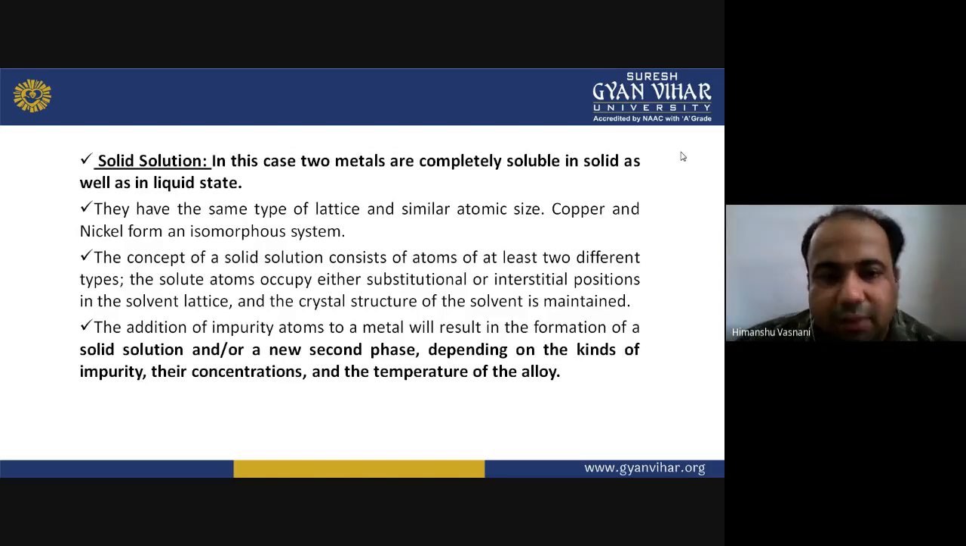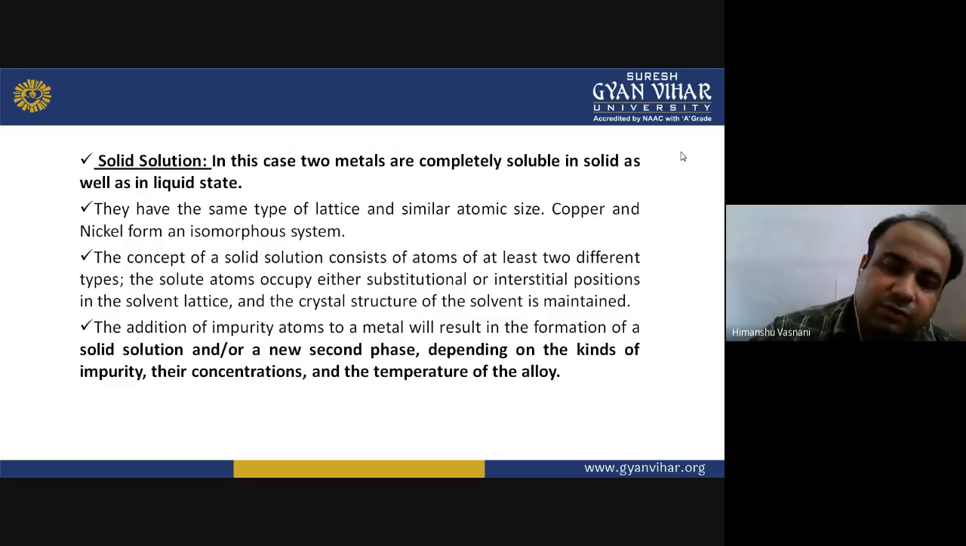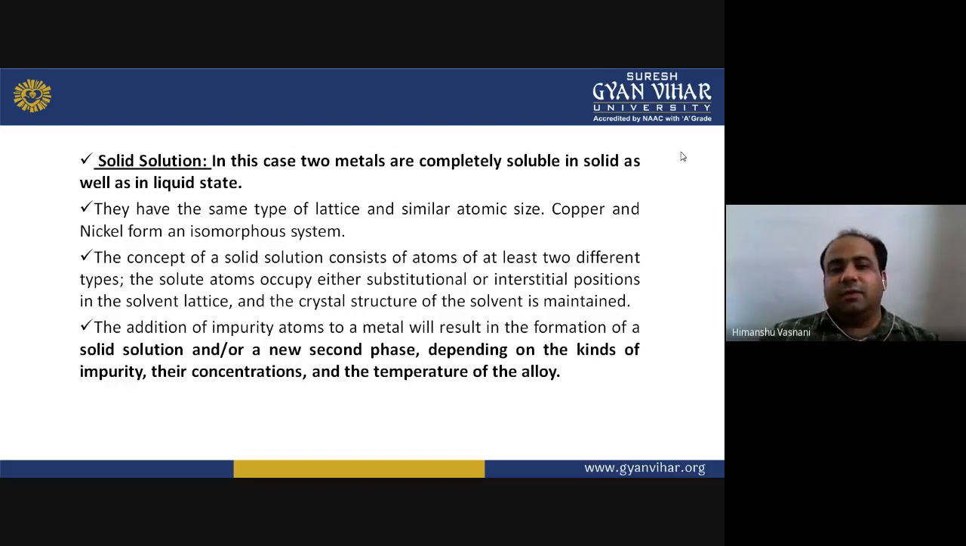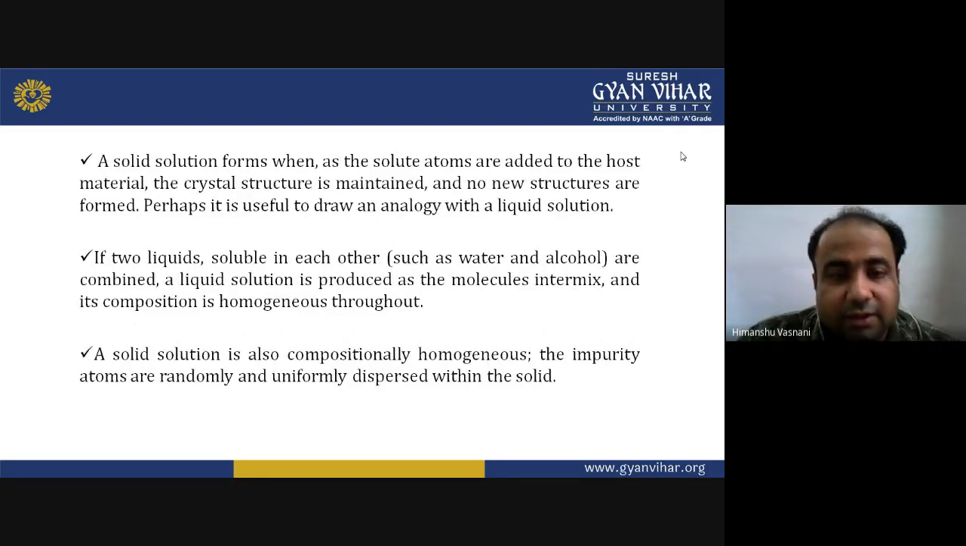The addition of impurity atoms to a metal will result in the formation of a solid solution or a new second phase, depending on the kind of impurity, its concentration, and the temperature of the alloy. This is how a solid solution is formed. A solid solution forms when, as the solute atoms are added to the host material, the crystal structure is maintained and no new structures are formed.